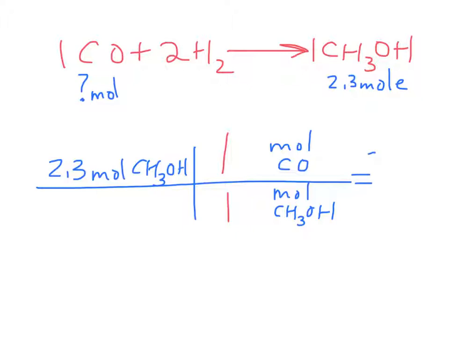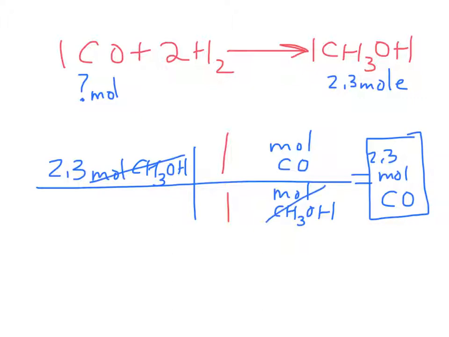So this is going to be 2.3 moles of carbon monoxide. So there's our final answer, 2.3 moles of carbon monoxide, because the moles of methanol cancels out. And again, it's this thing right here that's called the mole ratio, moles over moles.